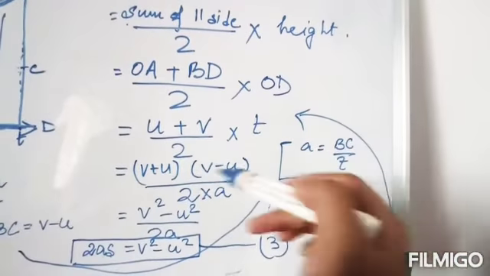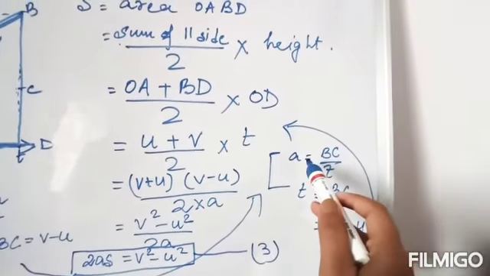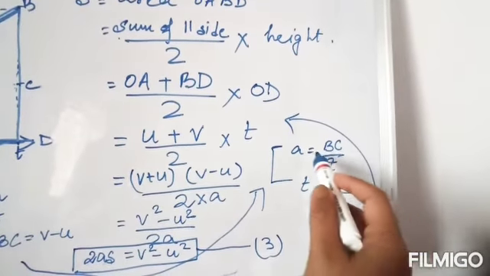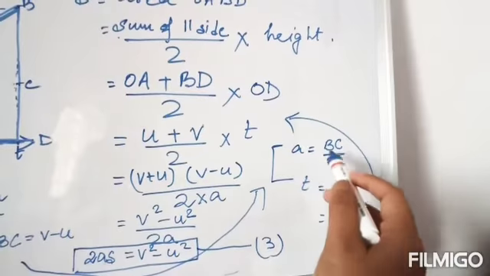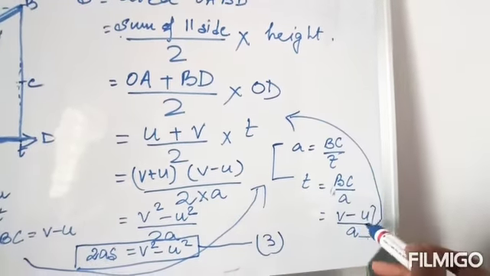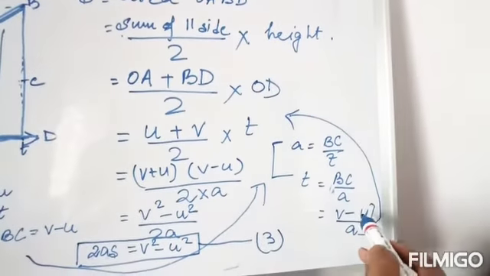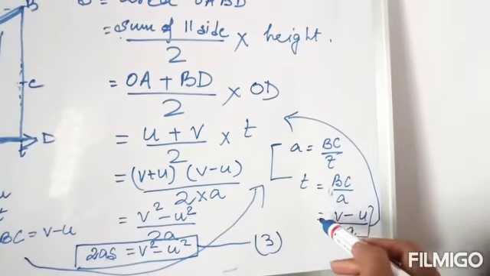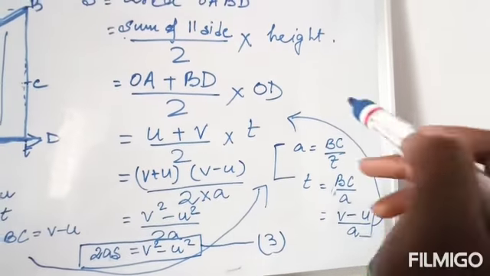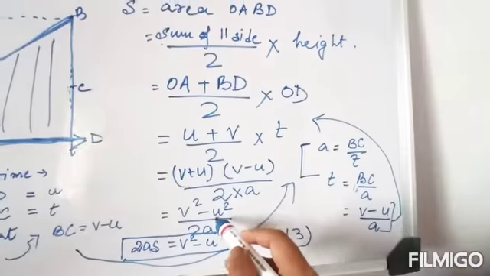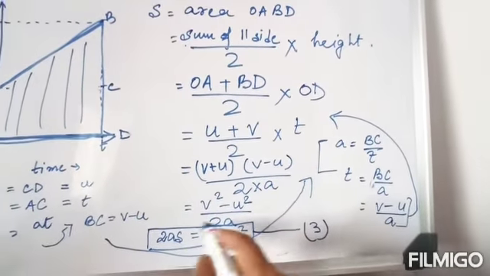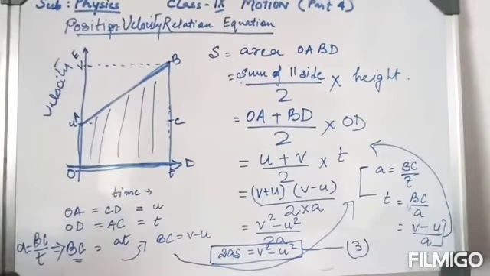For that we found a is equal to BC by t. So we made t the subject of the formula, and BC we knew was v minus u from the first equation while deriving. Hence we can say t is equal to v minus u by a, and that we substituted again in this problem, and we found the third equation of motion.